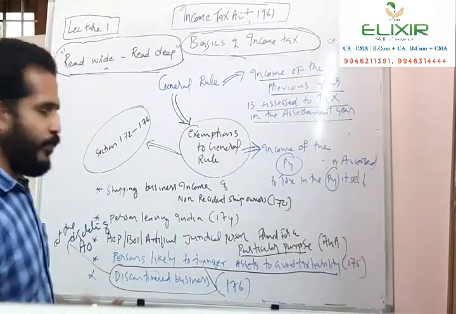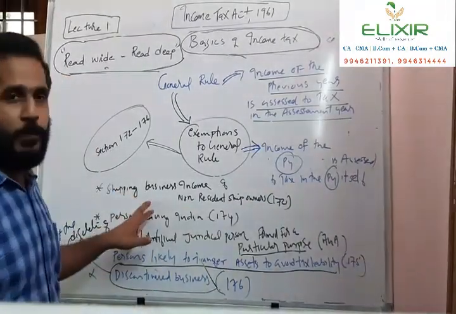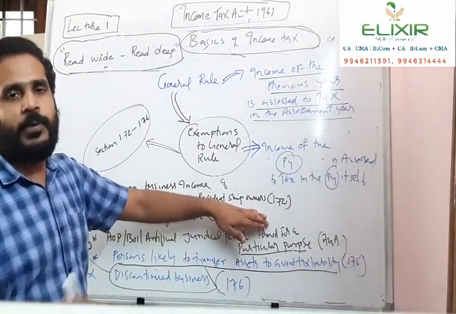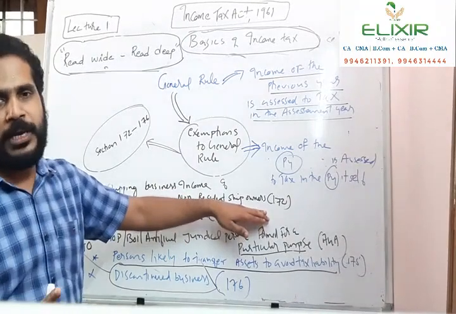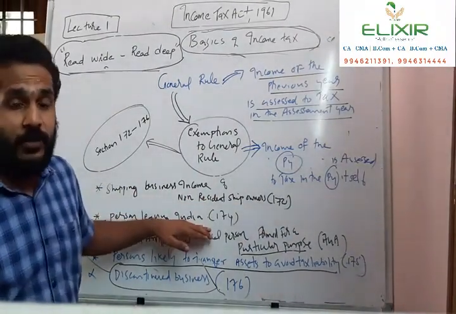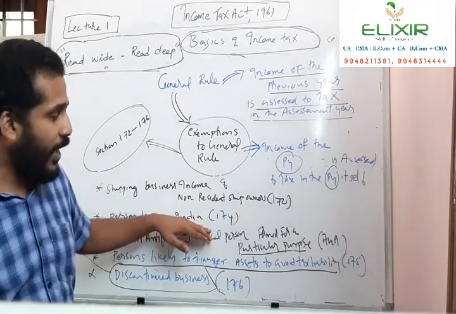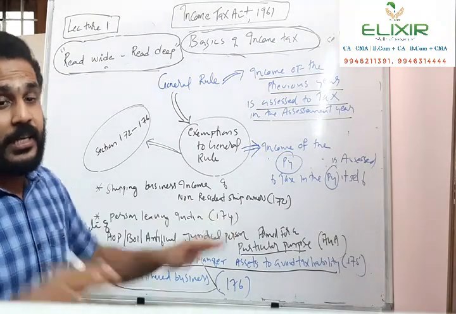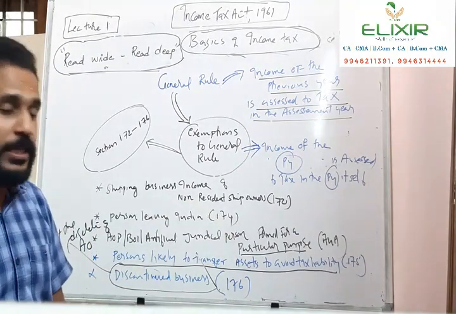So repeating once again, section 172, shipping business income of a non-resident ship owner. The ship is allowed to depart from the Indian port only after the payment of tax on freight. Okay, and the persons living in India with no intention to come back. Section 174, if it appears to the assessing officer that there is no intention, his income will be taxed in the previous year.